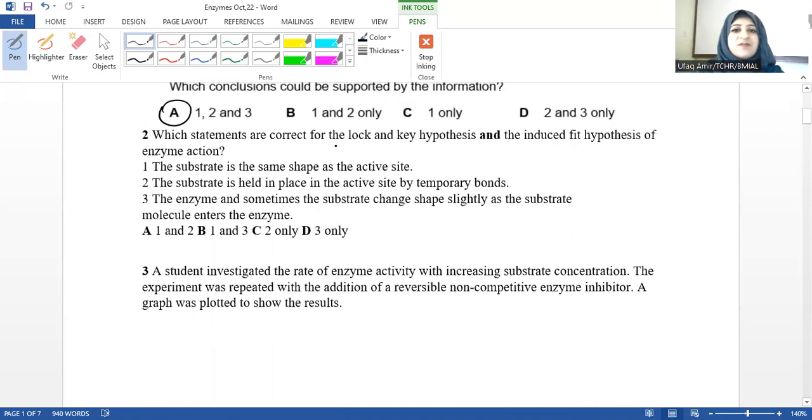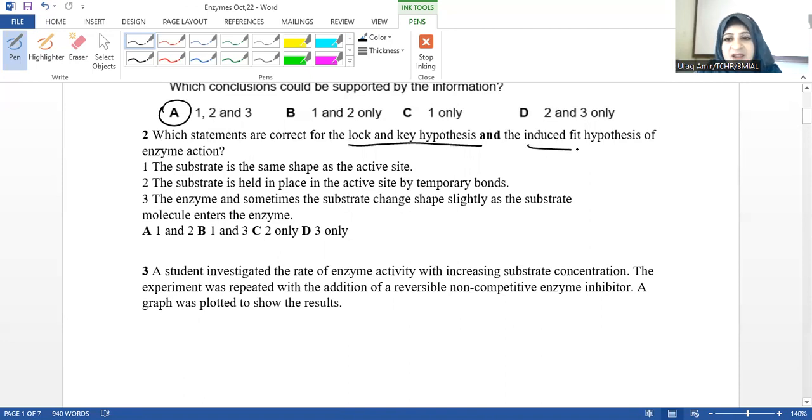Which statements are correct for the lock and key hypothesis and the induced fit hypothesis? You know what the lock and key hypothesis is, which was a conventional hypothesis that the enzyme behaves as a lock and the substrate as a key, and if the shape of the key matches the shape of the lock, only then it can open the lock. We call it the lock and key hypothesis because it says that only if the shape of the substrate is exactly the same as that of the enzyme's active site will it fit into the active site.